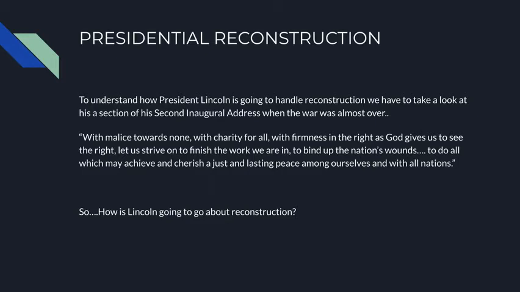So, with that being said, how is Lincoln going to go about Reconstruction? When you're watching this, you're going to have to answer that question. I just kind of want to see exactly what you're thinking. How is Lincoln going to go about Reconstruction? All right, reading that from his second inaugural address.